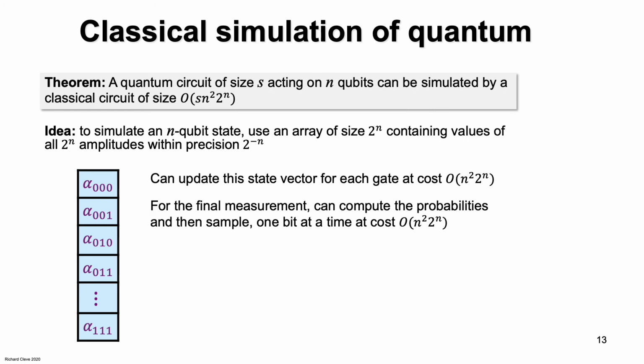How do we generate that sample? First, we sample the first qubit of the output. The probability that this bit is 0 is the sum of the first half of the entries of the array. Once we have the first bit, we can use a similar approach for the second bit, using conditional probabilities conditioned on the value of the first bit, and so on for the other bits. This also costs order n squared 2 to the n. This completes the classical simulation of quantum circuits.